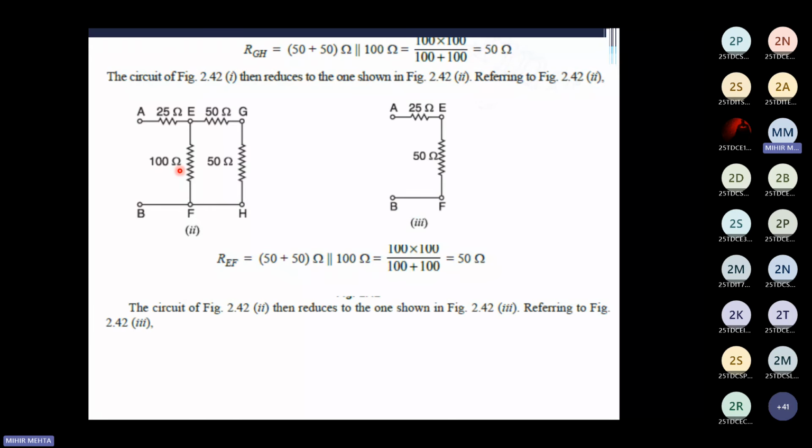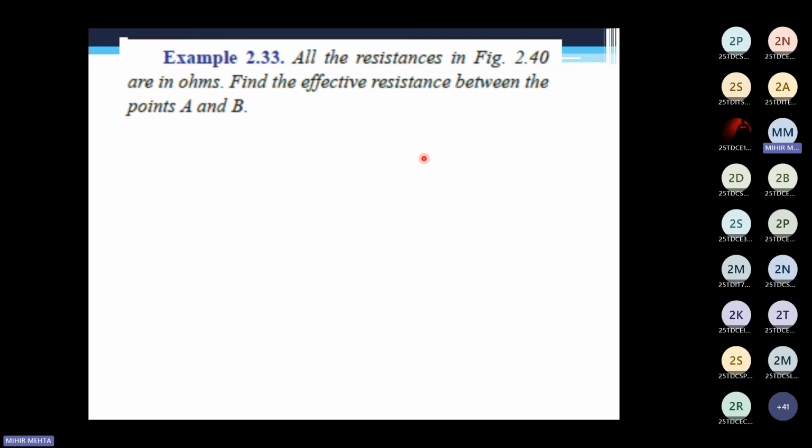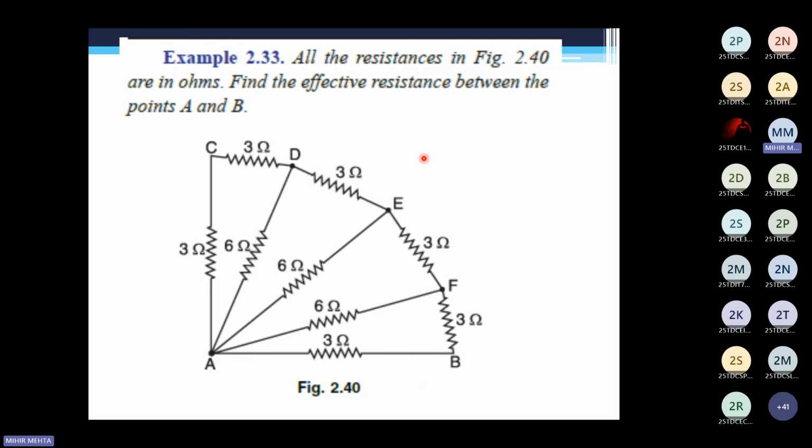And so the last part that you get is something like this. So 25 plus 50 is the 75 ohms as your final answer. So you might find that these are difficult questions, but once you try to understand the figure, it becomes comparatively very easier. Here again, you need to find the resistance between terminal A and B.